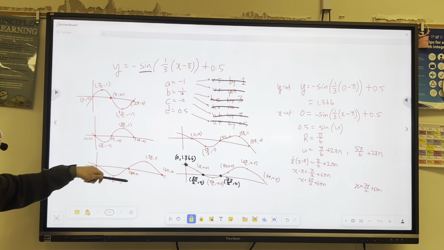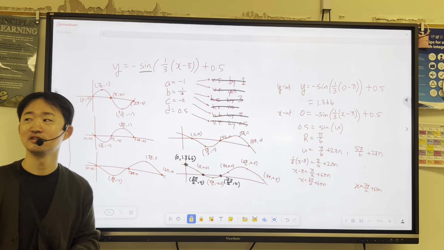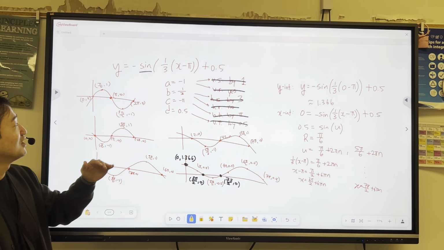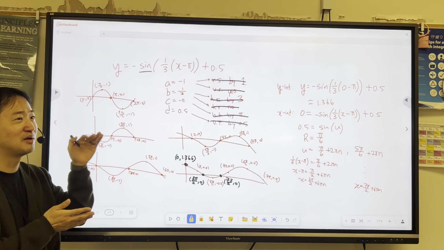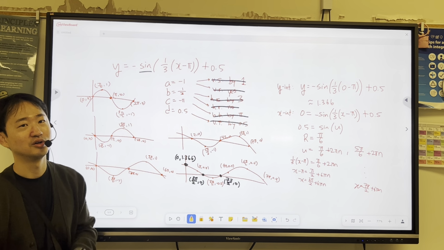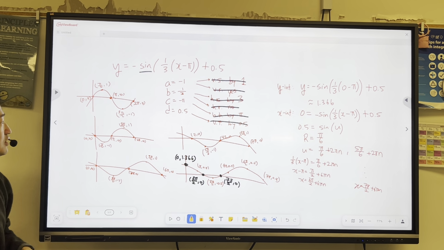So I do the transformation one by one. I mean, if you're good at it, you can do multiple transformations at once. For example, you can combine the vertical stretch and vertical reflection together into one. Or you can combine stretches into one, or so on. But make sure that you're going in that direction.